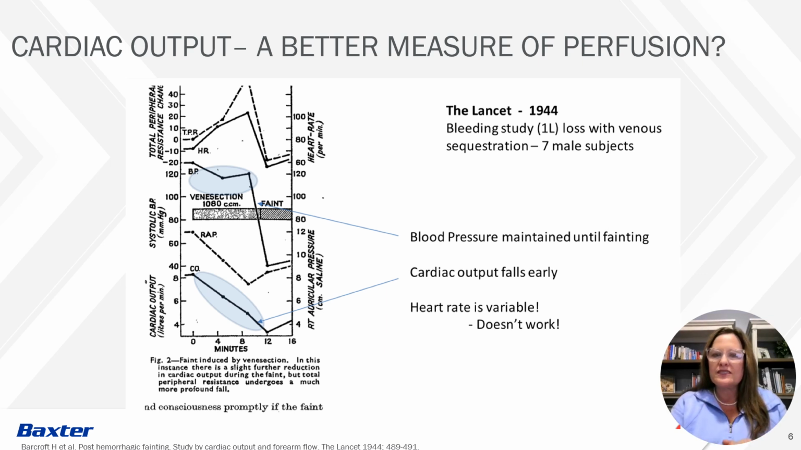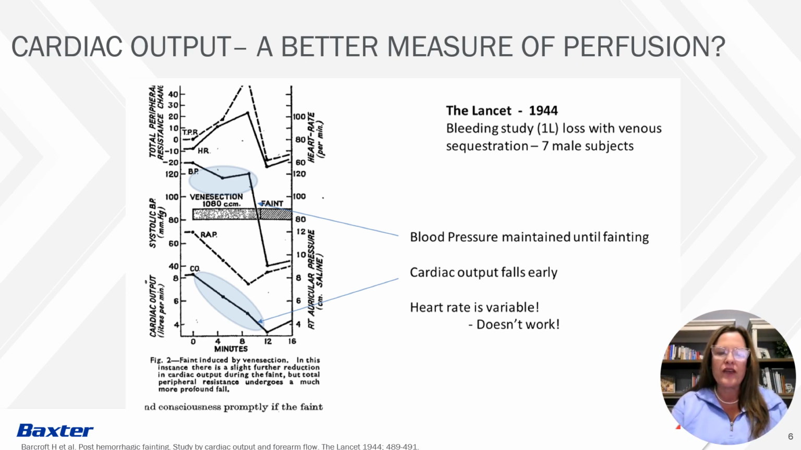I wanted to share with you this study that came out in the Lancet in 1944. There were 7 male subjects, and they bled them. They took a liter of blood off of them. And what they found was that the blood pressure maintained until the patients passed out. Now, these patients obviously signed up for this. This was a study. They weren't really patients. They were male subjects who were in med school, I believe. And what they found was that blood pressure maintained.